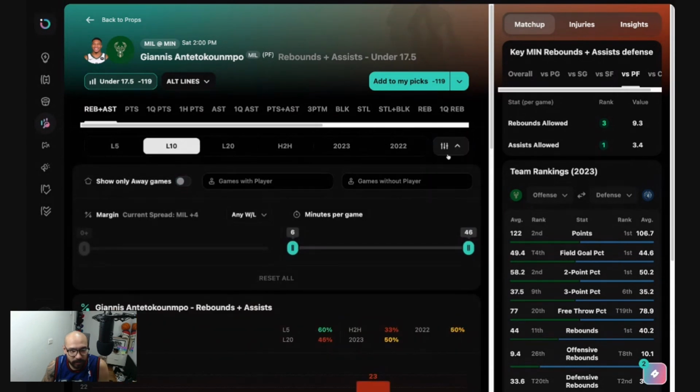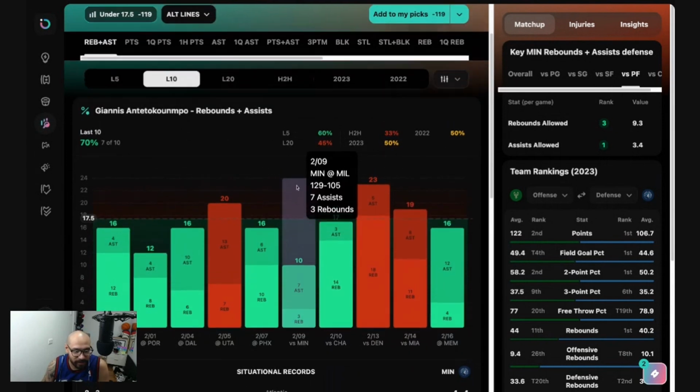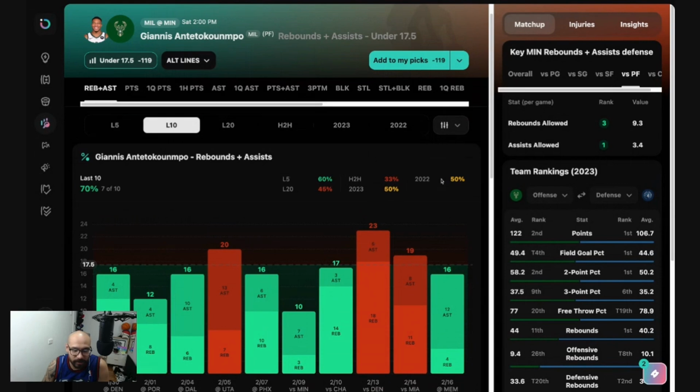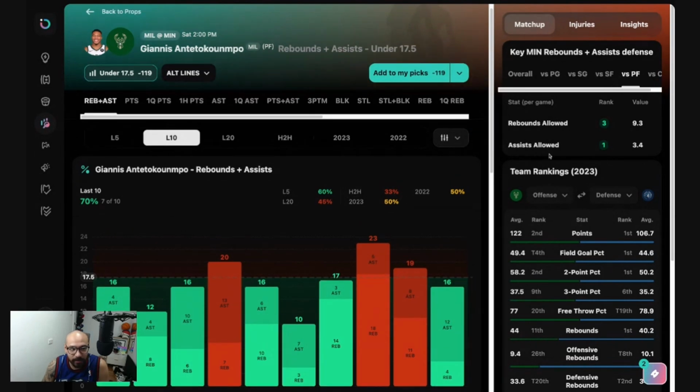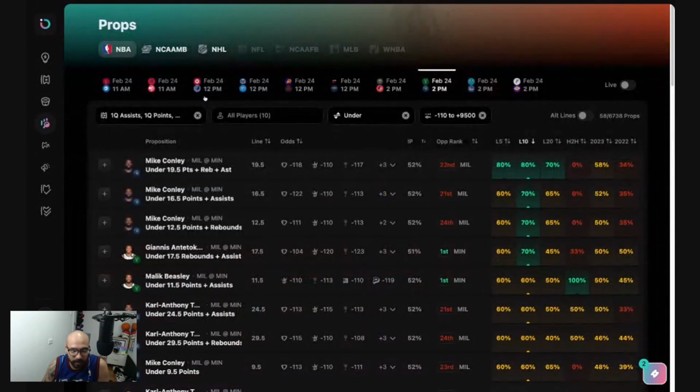So if we have a look at that, I hope I haven't made that up. If Doc Rivers has been there for 10 games, Giannis has gone under in 7 of them. So yeah, I don't mind the under here for Giannis, but minus 119, I don't like it now. So one to watch, Giannis under in his rebounds and assists.